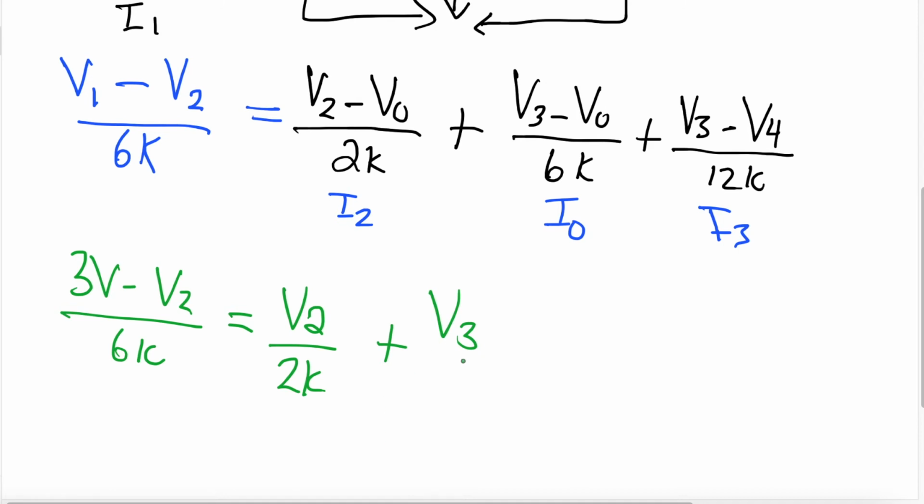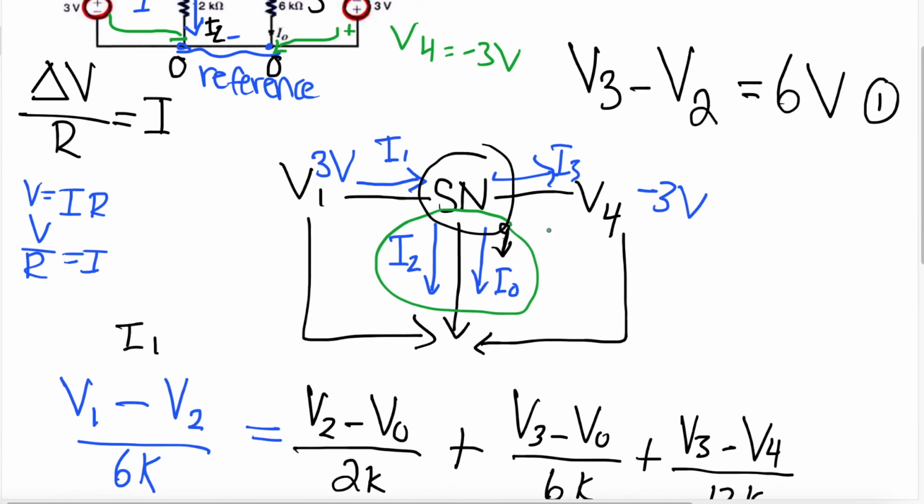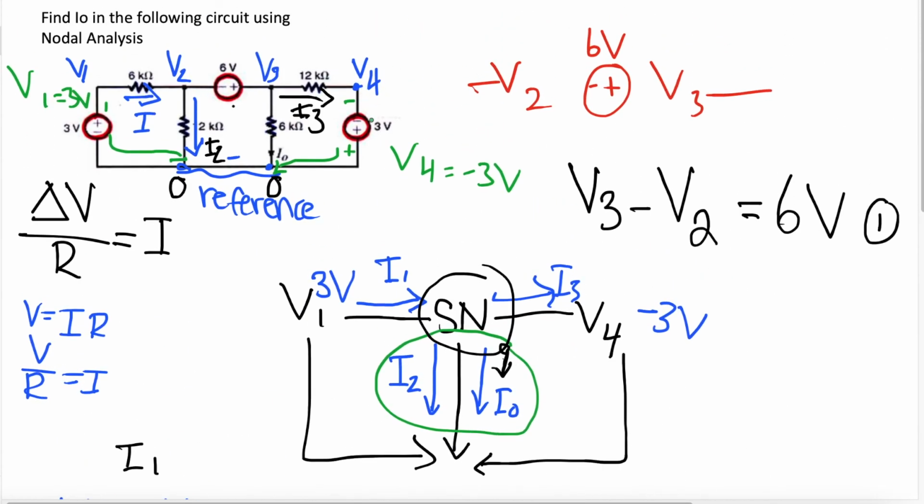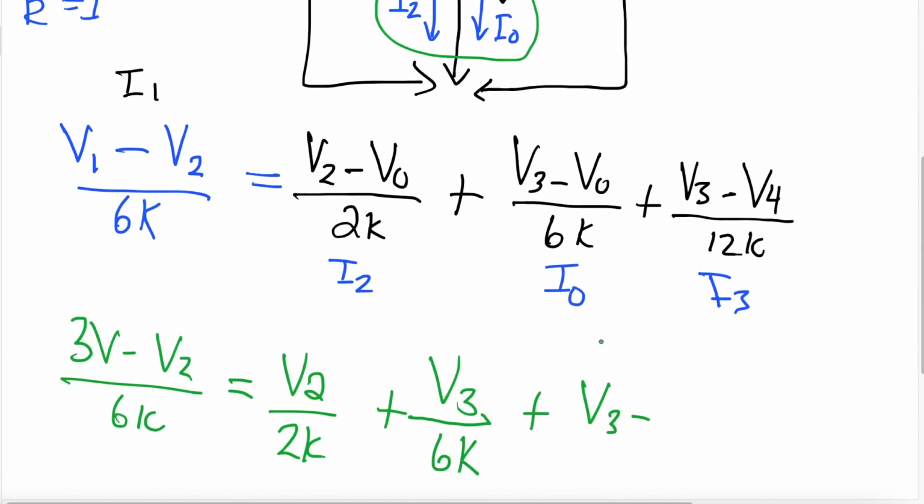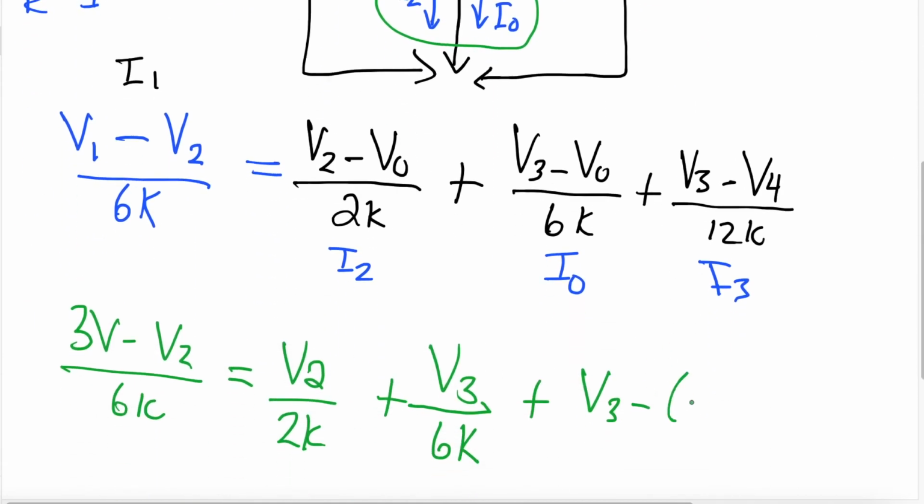Then we divide this by 6K. Then I'm going to add this to V3 minus V4. V4 we said is negative 3 volts, so it's minus negative 3 volts, which essentially just becomes plus 3 volts, over 12K. So that's just plugging in our values.